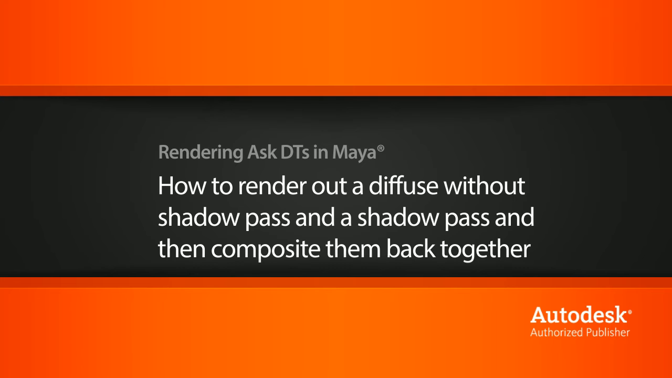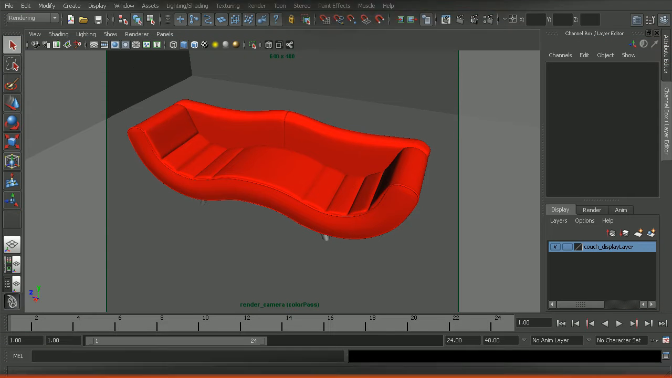In this video, we're going to look at a question from Ludwig Nobel on how we can render out a diffuse without shadow pass and a shadow pass using a mental ray architectural material, with the purpose of compositing back together.